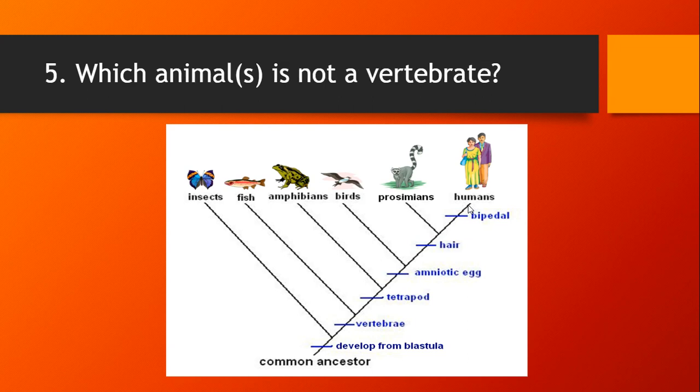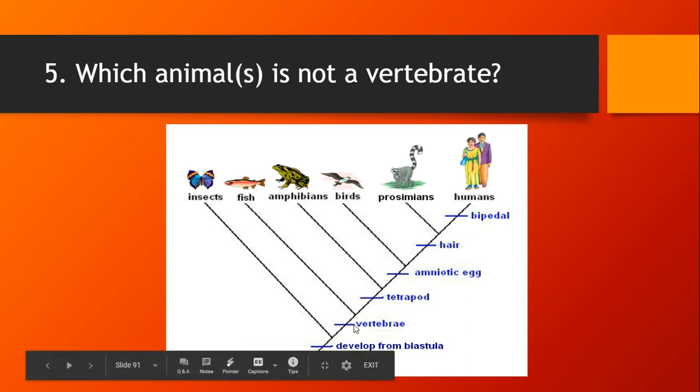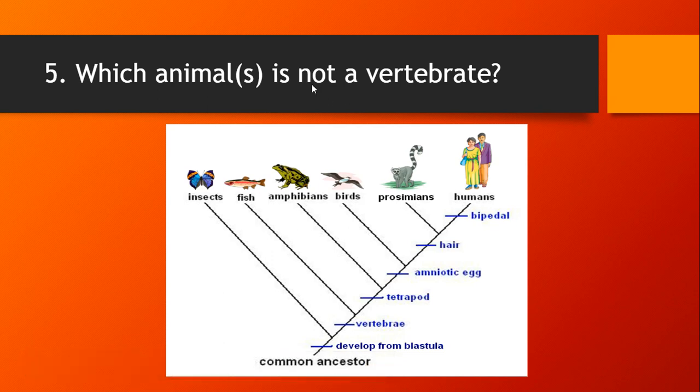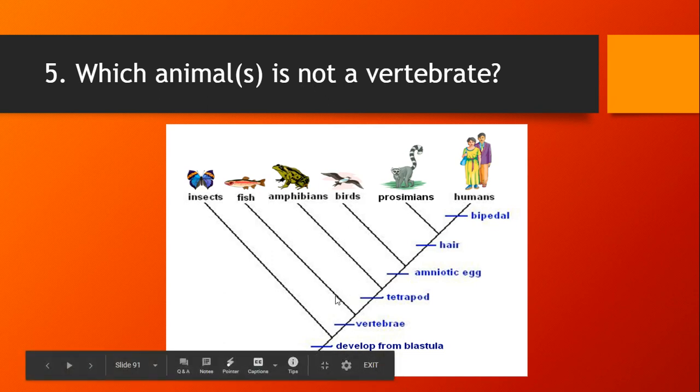Now we want to know which ones are not a vertebrate, meaning they don't have a backbone. We find that trait, vertebrate, on here. And remember, anything after it is a vertebrate. So fish, amphibians, birds, prosimians, and humans are all vertebrates. We want to know which ones are not. The only ones not on here are the insects and the common ancestor at the bottom.